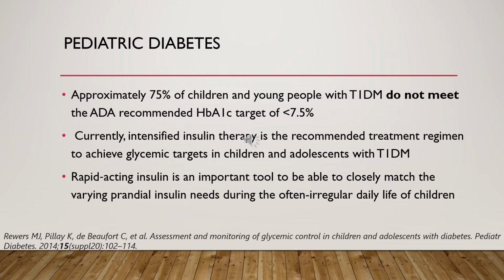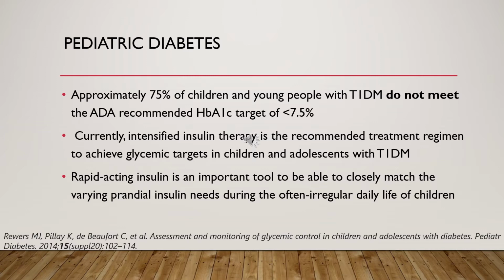Diabetes management in the pediatric population is especially difficult. It is reported that approximately 75% of children and young people with type 1 diabetes do not meet their ADA recommended A1C goal of less than 7.5%. This is probably because insulin therapy in childhood and youth is complicated by continuous changes occurring with respect to their weight, body composition, insulin sensitivity, as well as variable physical activity patterns and eating behavior.